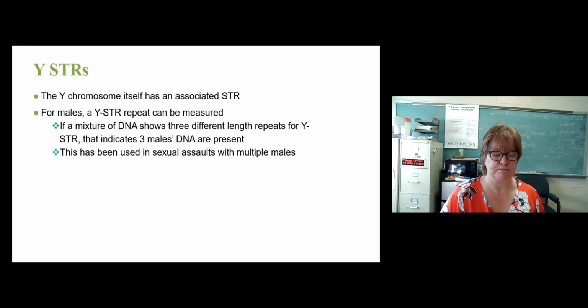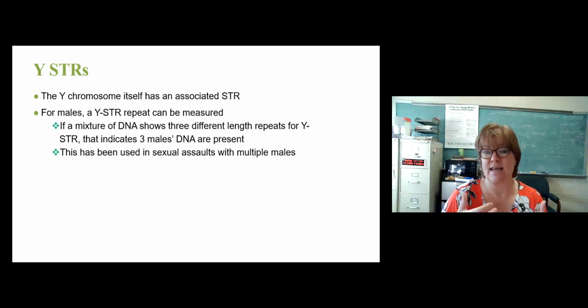These are found on the Y chromosome. So in other words, you're only going to find them in men because only men have a Y chromosome. So for males, a Y-STR repeat can be measured. And if that mixture of DNA shows, like, 3 different lengths, that suggests you can't get 3 different copies of that allele. You only have 1 per male because you get an X and a Y. If you're male, you'd have X and Y. So you only have 1 copy of that allele.